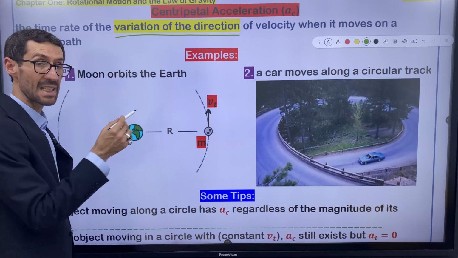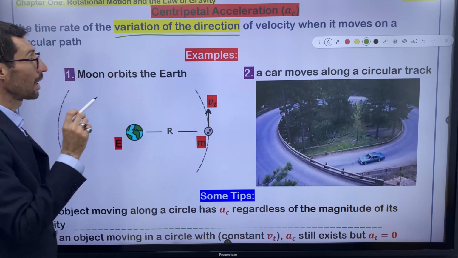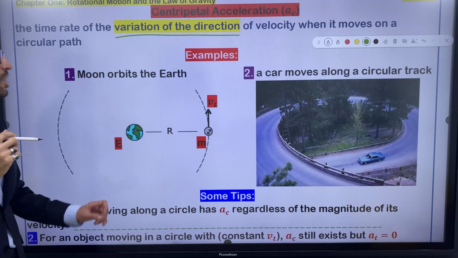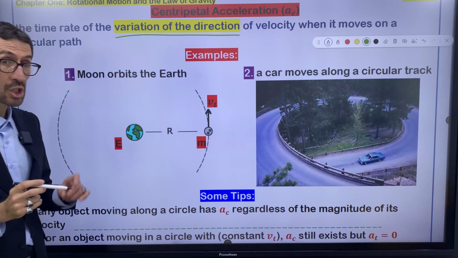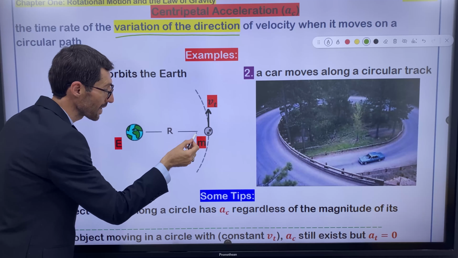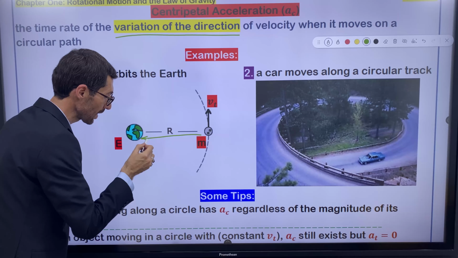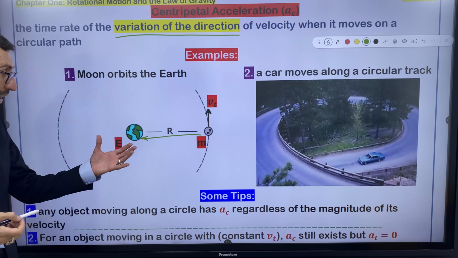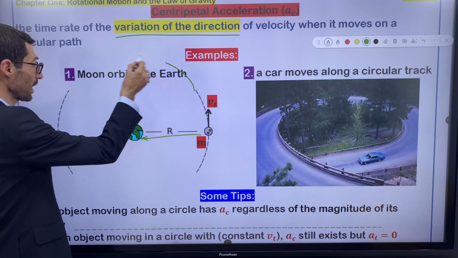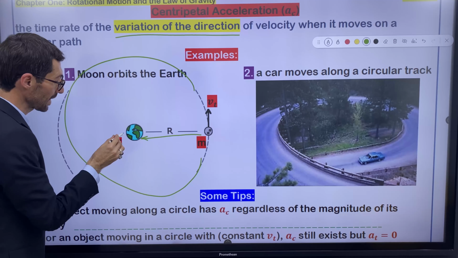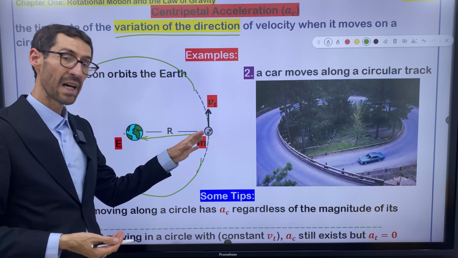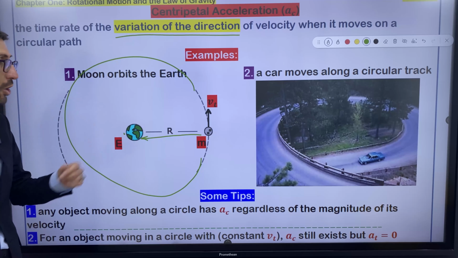And centripetal acceleration, right, is the only type of acceleration that is created only by the change of direction, not the change of magnitude of velocity, the change of direction of velocity. And whenever you say centripetal, it means it moves toward the center of a circular track. This is the circular track, and this is the center. So it is directed toward the center of the circular track.